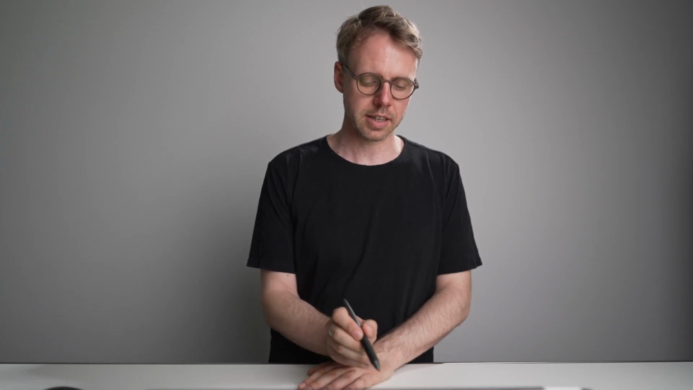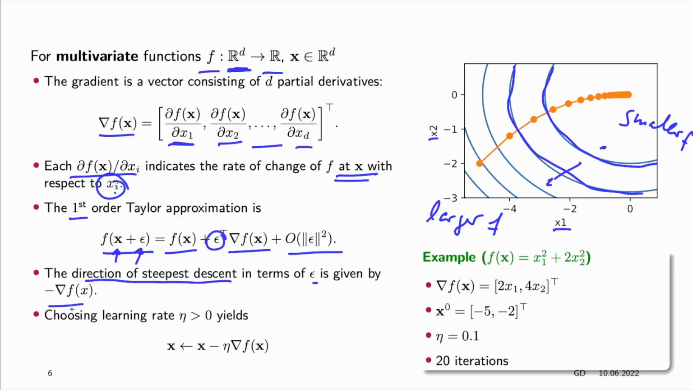Again, the direction of steepest descent in terms of epsilon is given by minus the gradient of f at this point x. And similarly to before, in order to actually get a reduction, we need to choose a learning rate larger than zero and multiply it with this direction of steepest descent. And this yields our update.